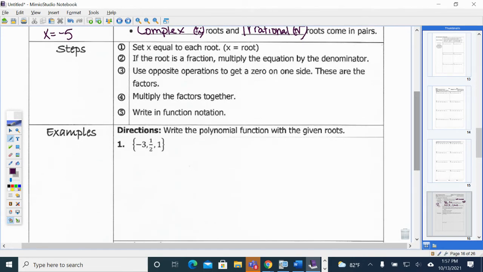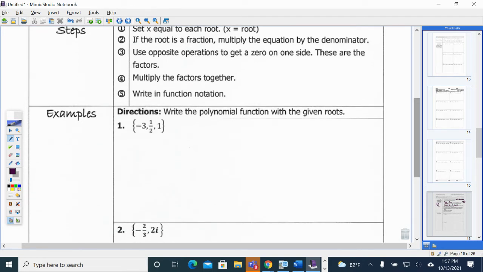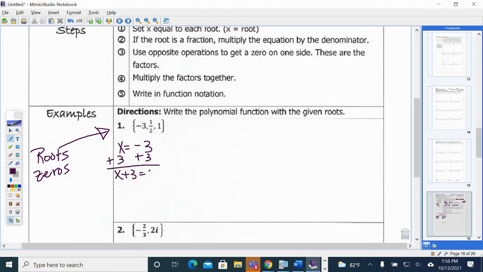So looking at example number 1, it says write the polynomial function with the given roots. So again, what you have here are roots or zeros. And we're going to turn those roots or zeros into factors by taking each one and saying x equals the negative 3, and then add the 3, and we get x plus 3 equals 0.